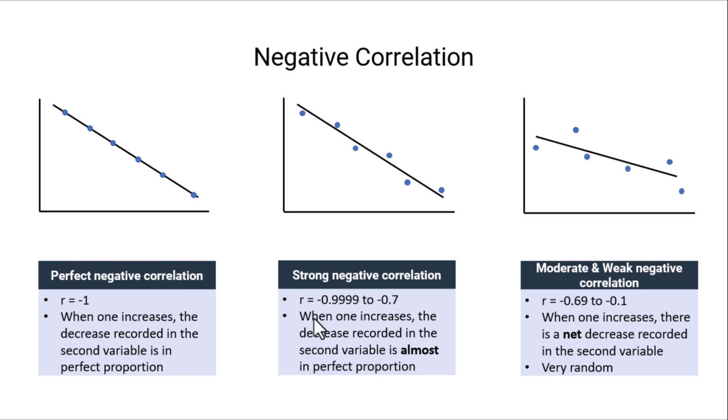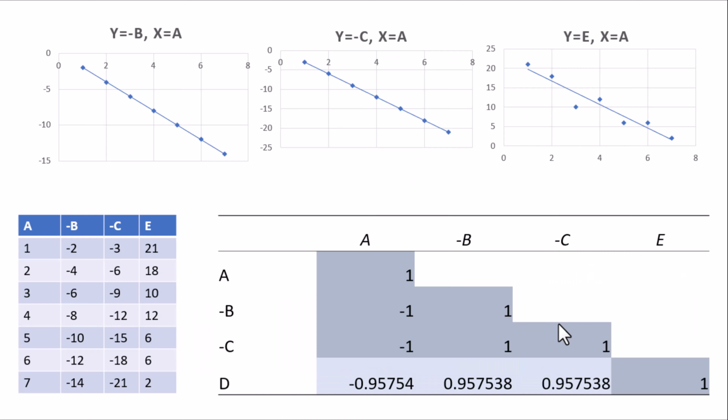So it ranges between -0.99 and -0.7. Then we have moderate and weak correlation, ranging between -0.69 and -0.1. And when one increases, there is a net decrease recorded in the second variable over a long period of data, and then it is very random, just like moderate and weak positive correlation.